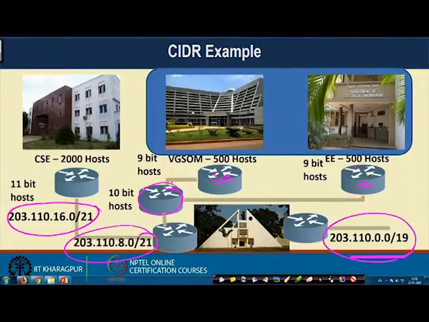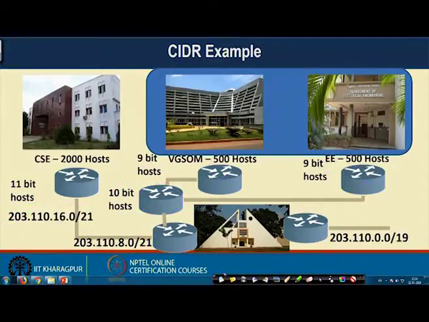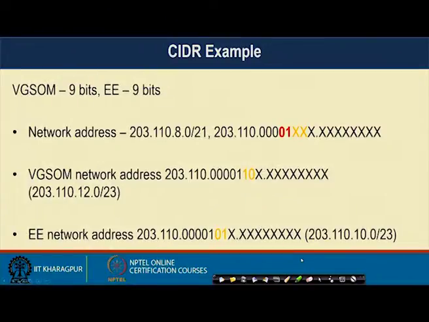So, here we see that 21 bits have been used for the network address space. So, I have a total of 11 bits remaining, and VGSUM requires 9 bits and EE requires 9 bits. So, my life is simple here. Now VGSUM requires 9 bits, E requires 9 bits.